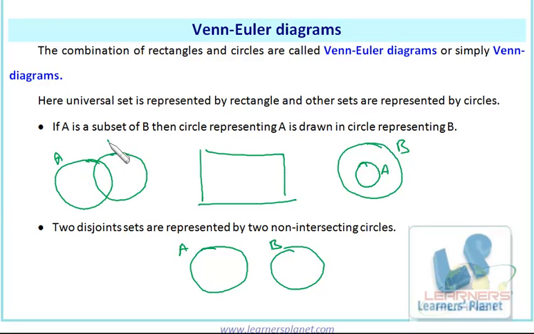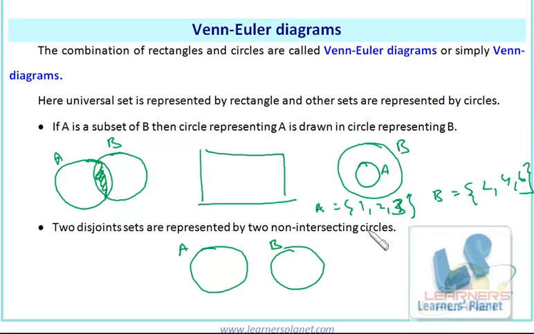These sort of circles will get, right? So this portion is common. That means there are some elements common between A and B. Suppose A is 1, 2, 3 and B is 2, 4, 6. That means 2 is a common element between A and B. So A and B are not disjoint sets. There are some elements common between these two. So this way we present sets A and B.